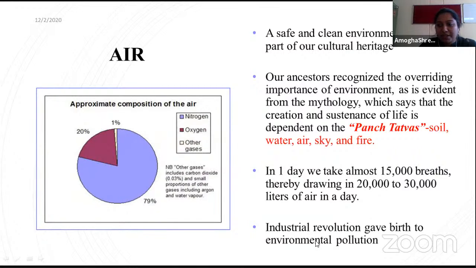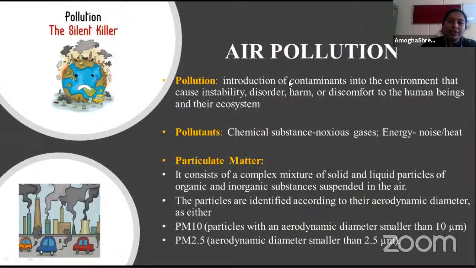Air gets contaminated or impaired by various means, like the respiration of humans or animals, combustion of coal, or even traffic. But the industrial revolution has, we can say, given birth to environmental pollution. So we use certain terms while describing air pollution. Pollution is defined as the introduction of contaminants into the air that cause instability, disorders, harm, or discomfort to human beings and their ecosystem. Pollutants can take any form, like chemical substances or energy. Chemical substances like noxious gases, energy like either noise or heat.